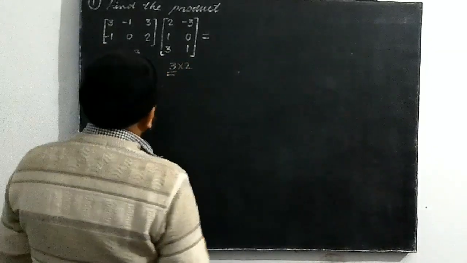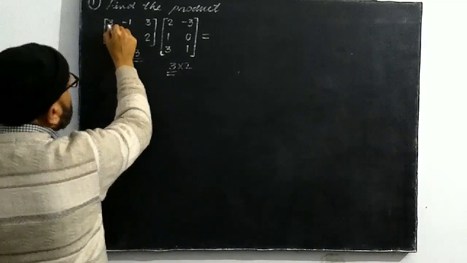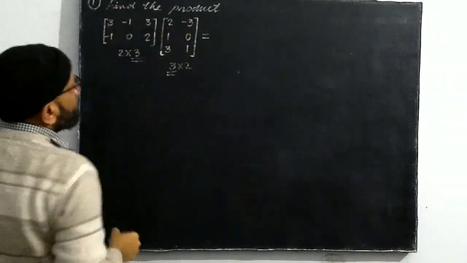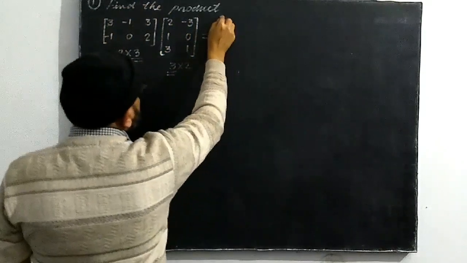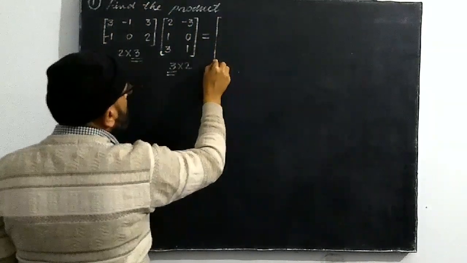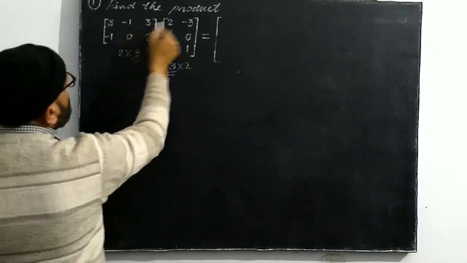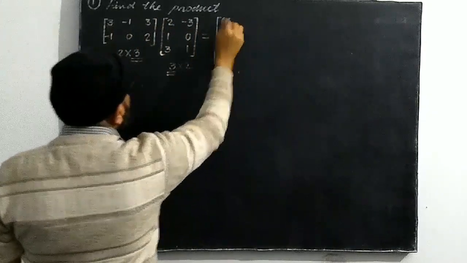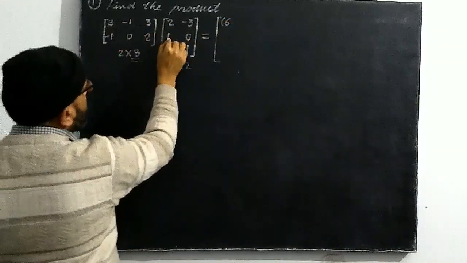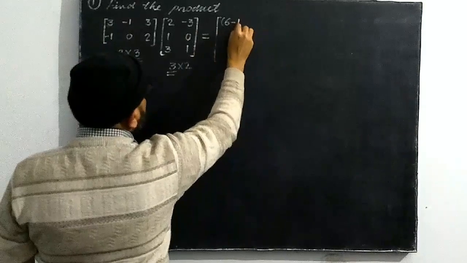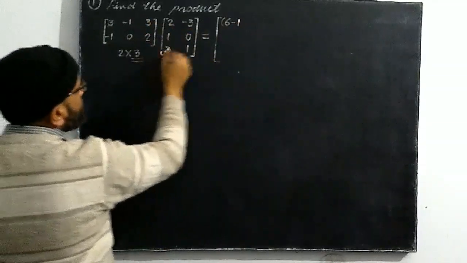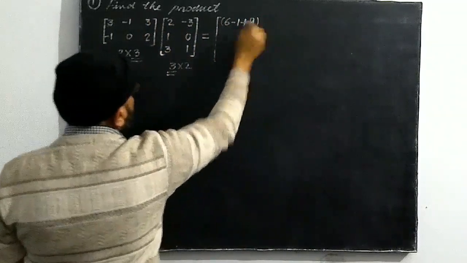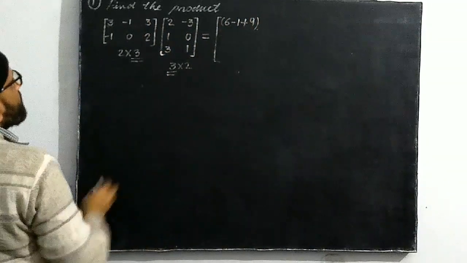So what is the way? First, we multiply the first row and first column, and the corresponding elements are multiplied together. So the first element, first row and first column: 3 into 2 is 6, minus 1 into plus 1 is minus 1, and 3 into 3 is 9, plus 9. This is our first element of the product.